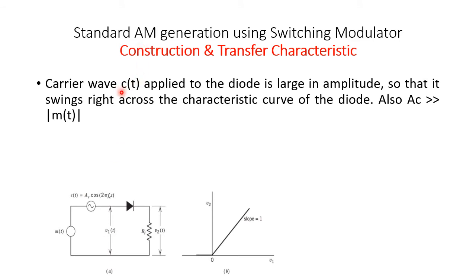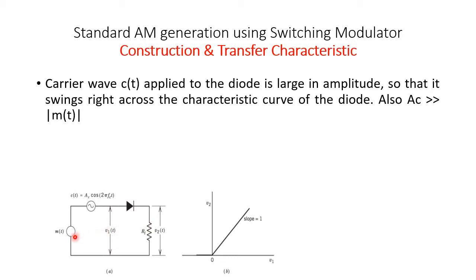The assumptions are that C of t is very large in amplitude, but it cannot be very high. We'll see how high it can go when we derive the mathematical model. But it should be high compared to the message signal. This carrier amplitude A C should always be greater than the magnitude of the message signal at any given time, so that we can assume the diode goes on when C of t is greater than 0, and goes off when C of t is less than 0. When the diode is on, we will get V1 of t at the output. What will this V1 of t be?